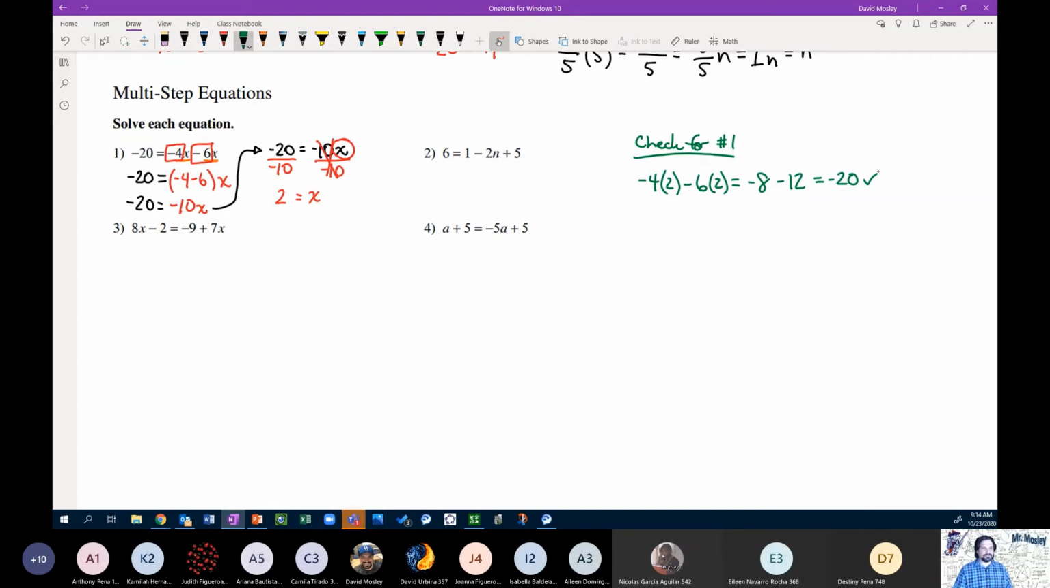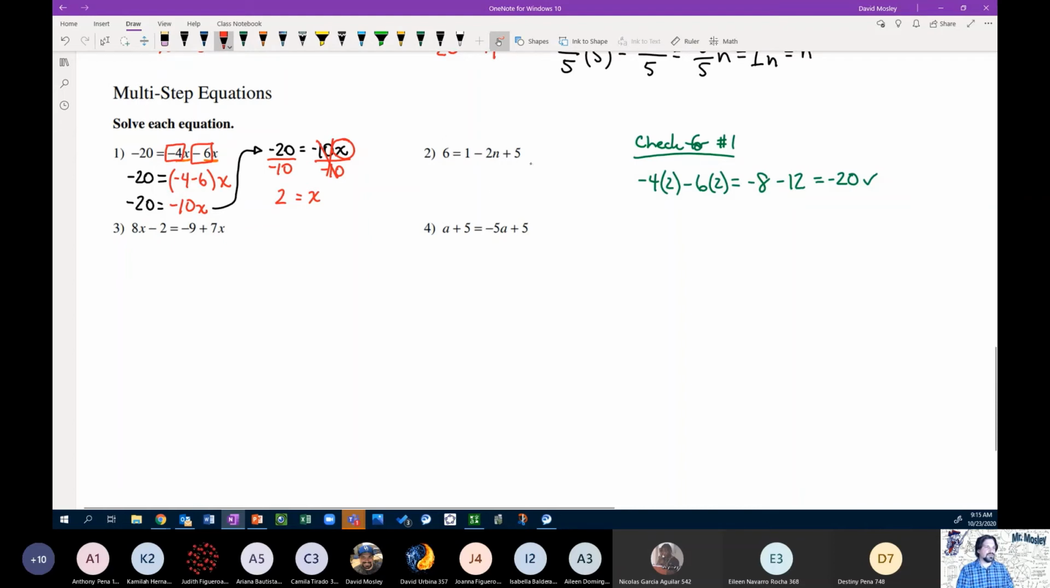Okay. What questions do you guys have on this one? This is the first time we've seen a combining of like terms. Okay. All right.